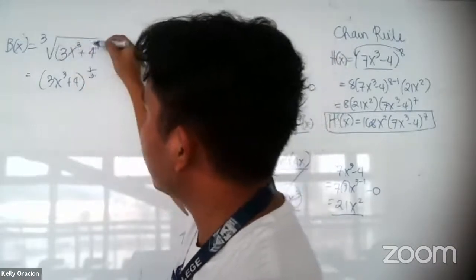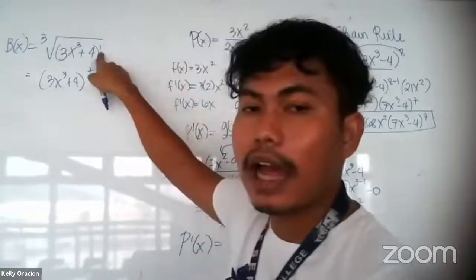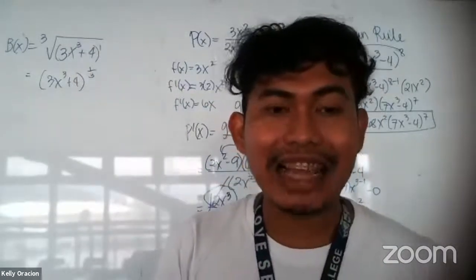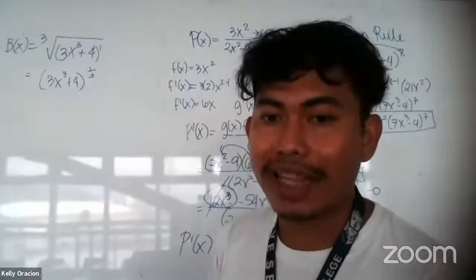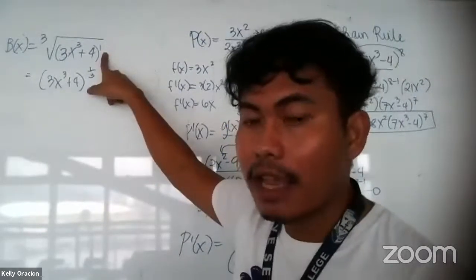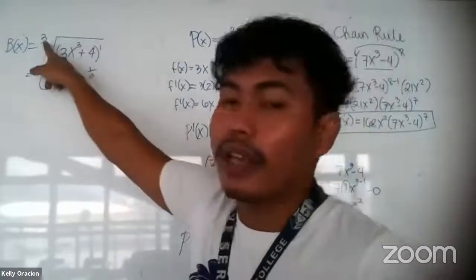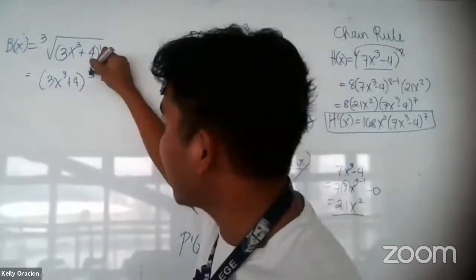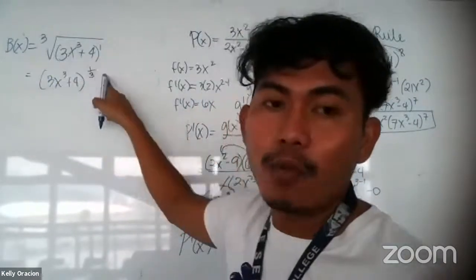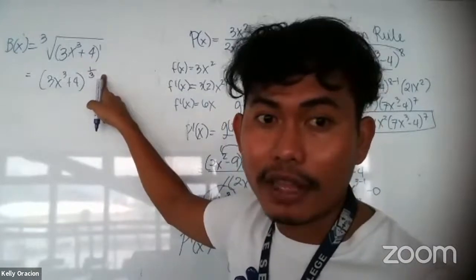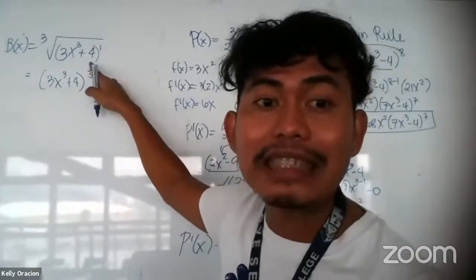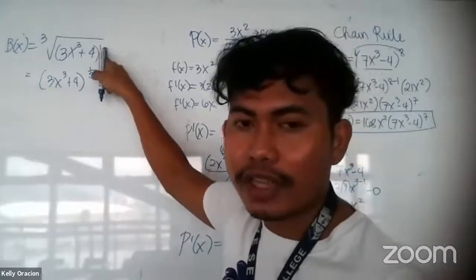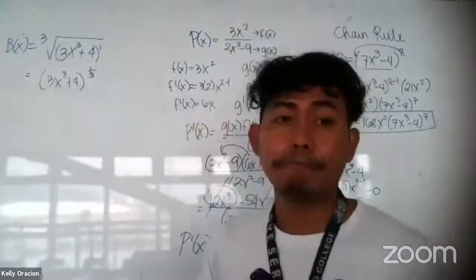Take note, as a whole, there is an imaginary one there, the exponent of your radicand. The radicand is 3x cubed plus 4, and the exponent of your radicand is 1. How about the 3, sir? Your 3 is the index. The index now is the denominator of your exponent. Again, the index 3 will be the denominator of your exponent, and the exponent of your radicand is the numerator. Again, the numerator is the exponent of your radicand, the denominator is the index.